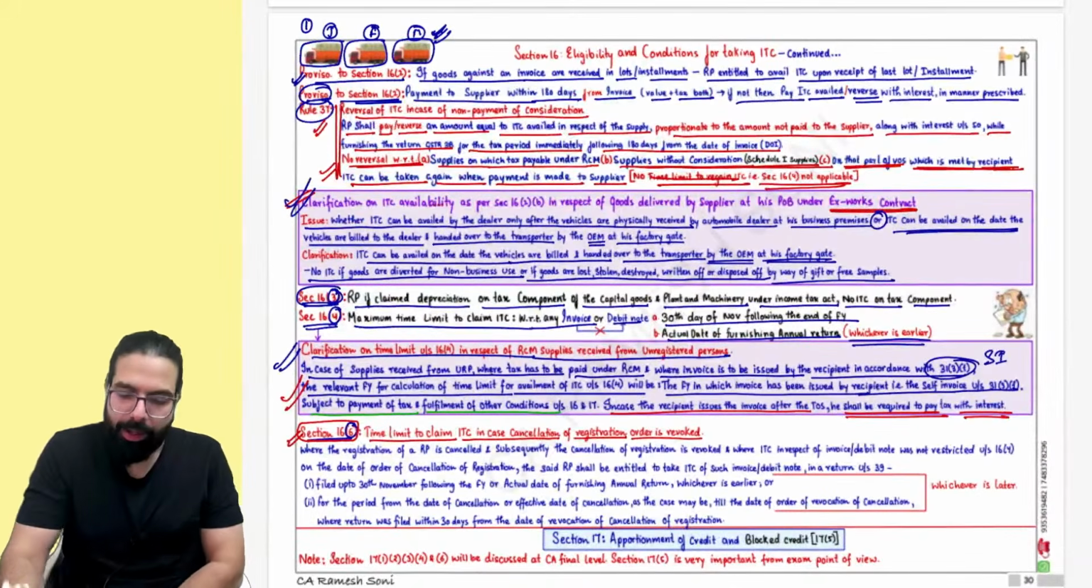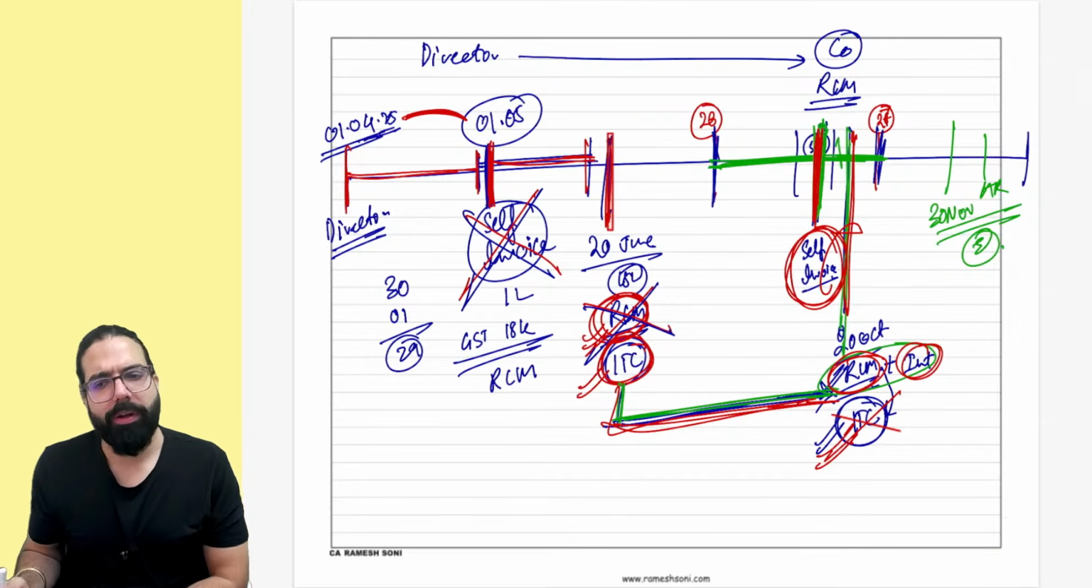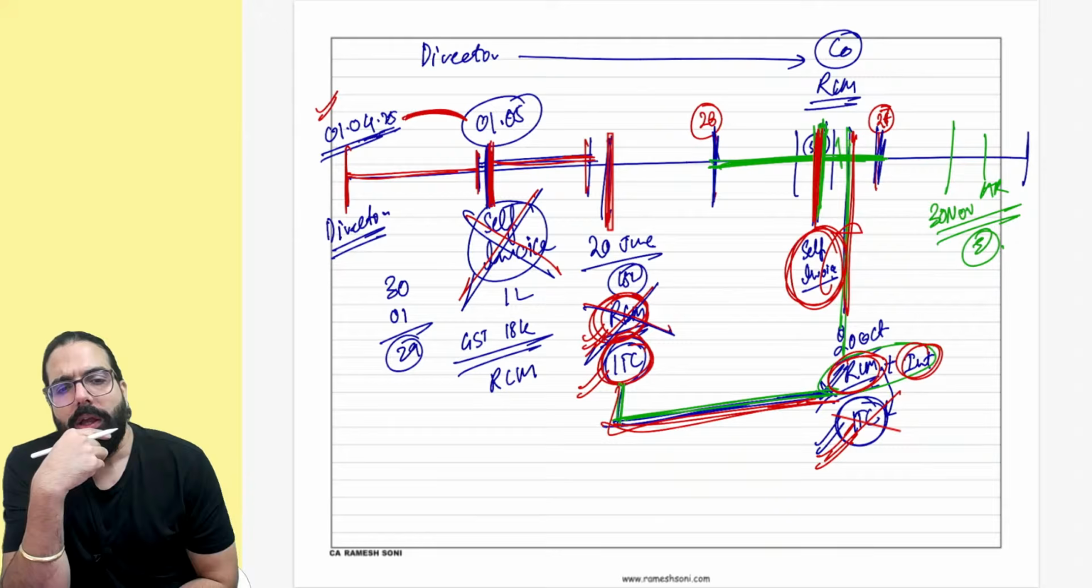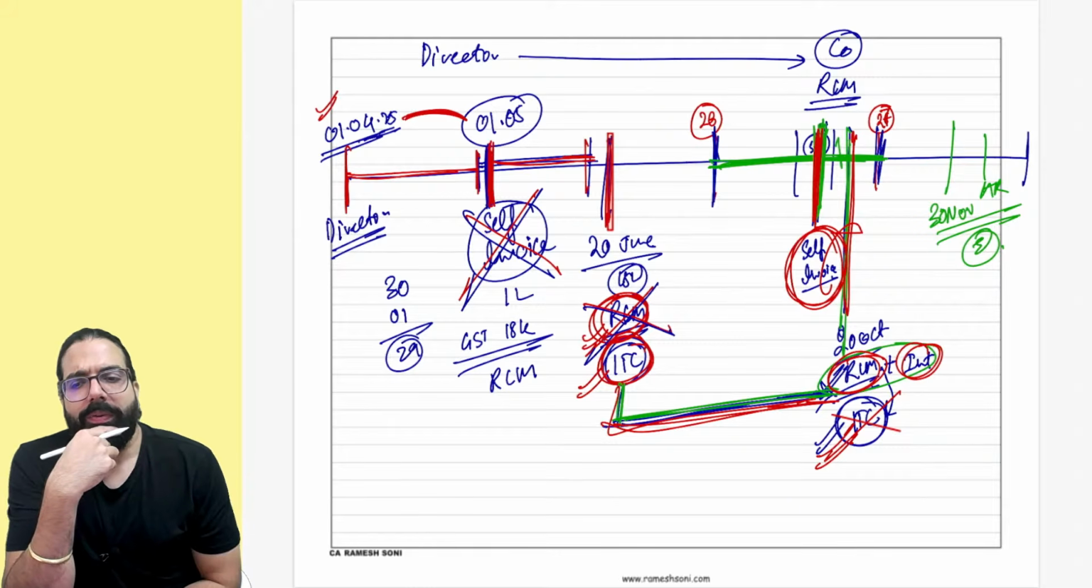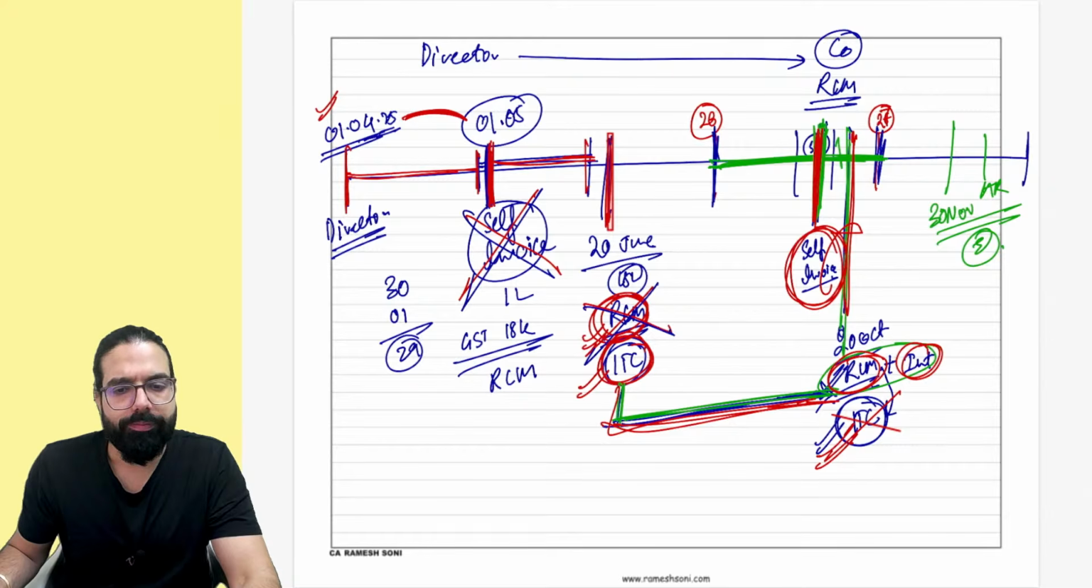I will explain this, but first you have to tell me, are we all clear with this circular, with this clarification which I have explained now? Is everyone clear with this clarification? Please tell me, everyone, are we all clear?